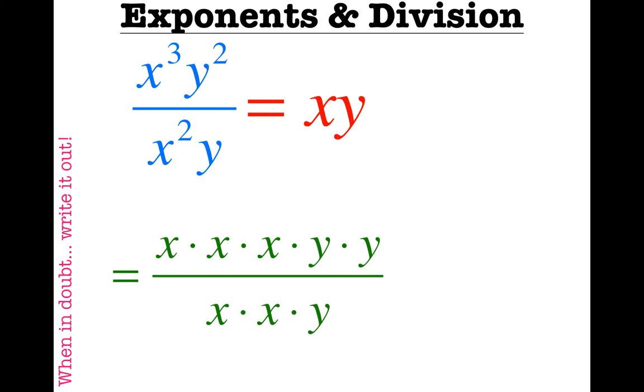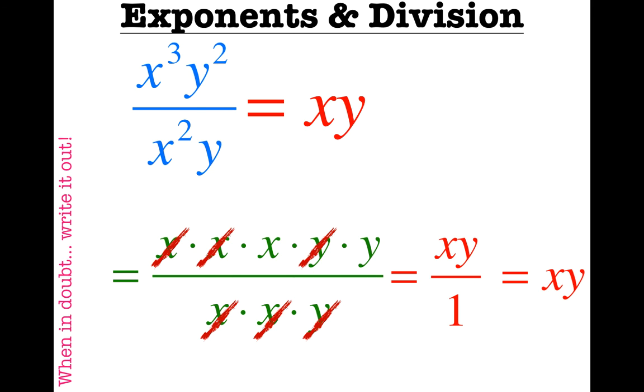Sure. X cubed y squared on the top is xxxyy. And x squared y on the bottom is xxy. And we can just match up and scratch. Match and scratch. Match and scratch. There's a match. We scratch them out. What's left? There's an x and a y over a 1, which is really just xy, which is like x to the first, y to the first.